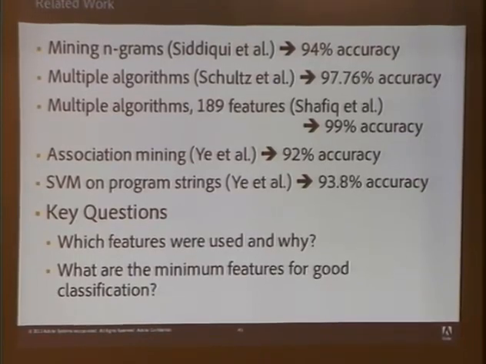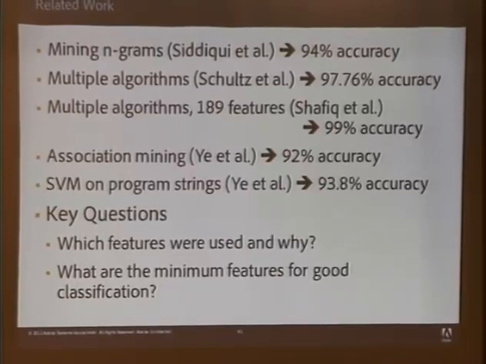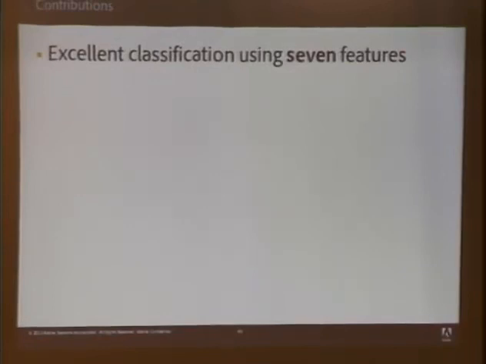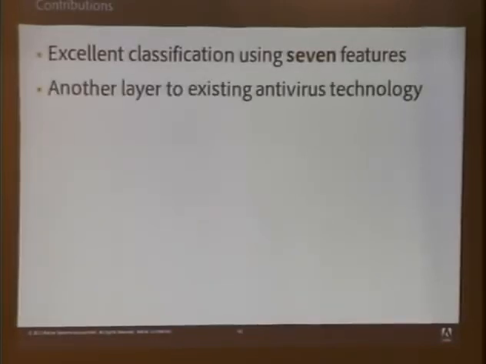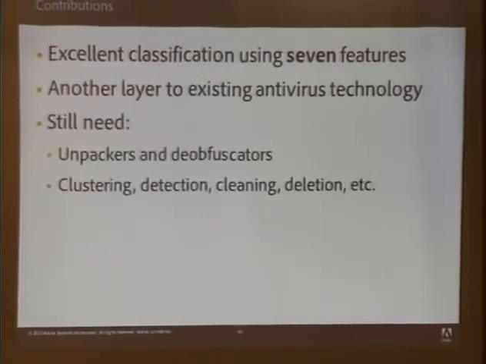So a lot of this research would take all the features available or a predefined set of features, but not focus on minimizing those features to figure out what set of minimum features were necessary to classify. And I was able to actually derive excellent classification using just 7 features for that data set. And how this could be used is it could be an extra layer to antivirus technology. But that doesn't mean the end of it. You know, we still need unpackers and deobfuscators, and all the other stuff that are currently part of antivirus technology.